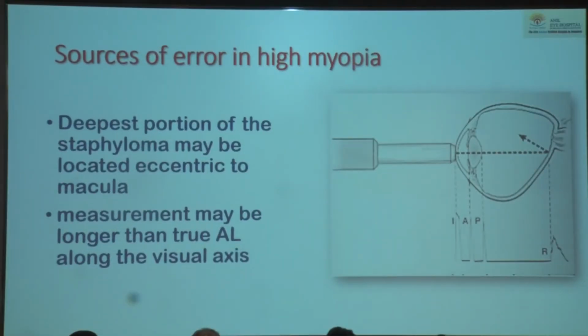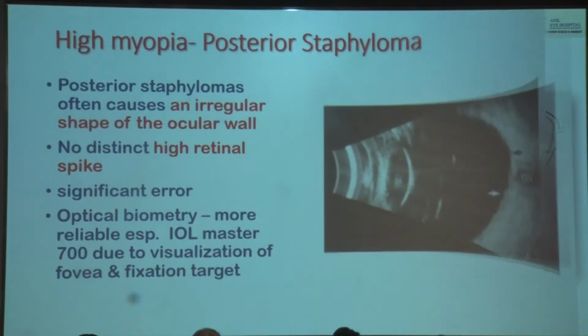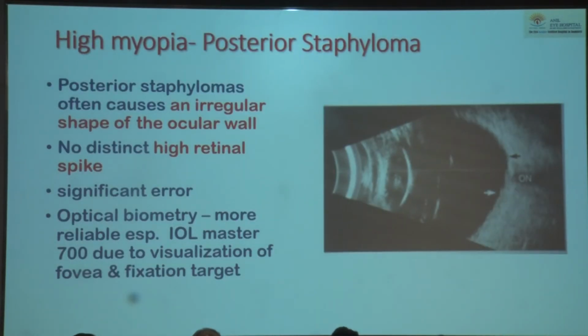So in high myopia, the most important problem is the posterior staphyloma. The deepest portion of the staphyloma may be located eccentric to the macula, and the measurement may be longer than the true axial length, which is along the visual axis. So here you may not get a distinct high retinal spike, and it can cause a significant error.